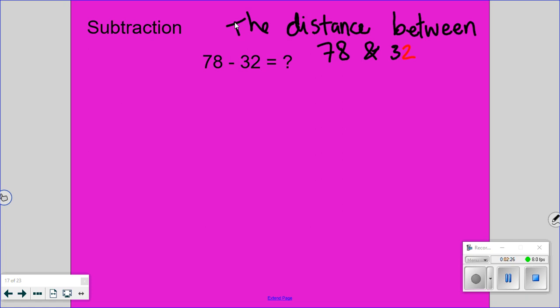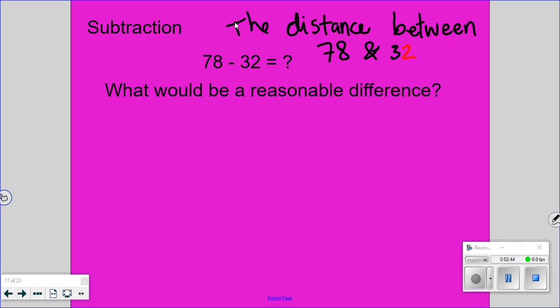So when you're done writing, I want you to picture, where is 78 going to be on a number line? Where would that go? Kind of like in that game Zoom. Where would 32 go on that number line? What would be a reasonable difference between those two numbers? Remember that the word reasonable means estimate. What would be like a close number? About how many numbers are in between 78 and 32?